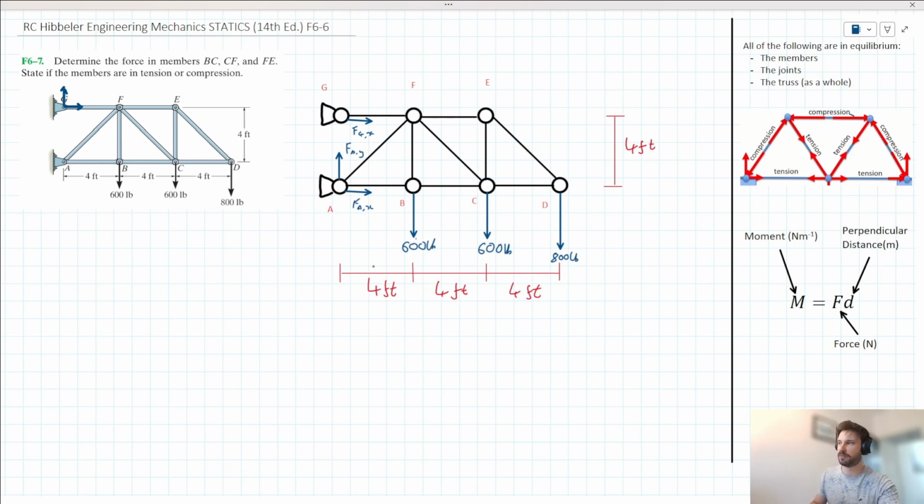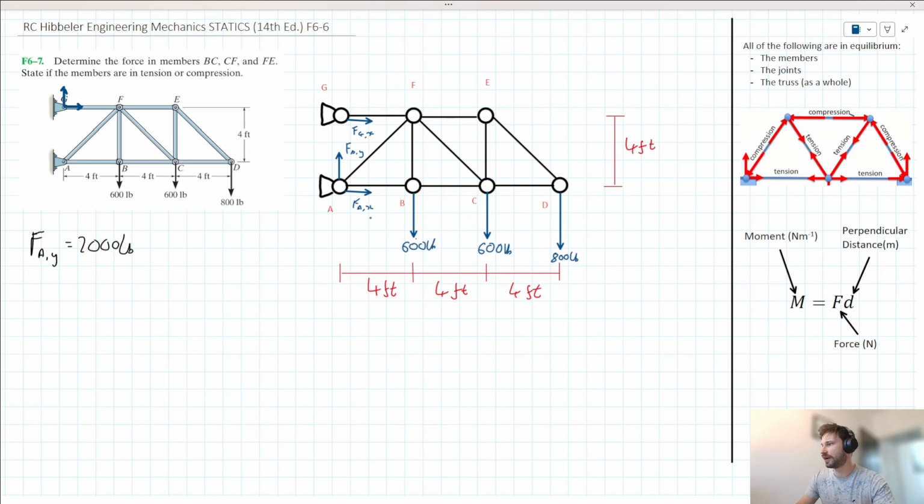So almost immediately by inspection, we can say that FAY here is equal to 2,000 pounds. The reason we can say that is because the truss as a whole is in equilibrium. We've got 2,000 pounds of force acting down, and so we must have 2,000 pounds acting up, and the only force acting up here is FAY.